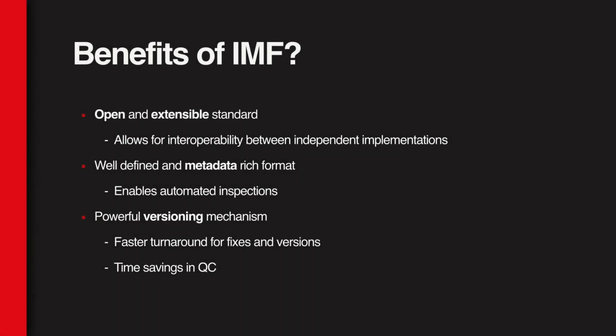To conclude, what are the big benefits of IMF? First of all, IMF is an open and extensible standard which makes it future-proof and enables independent implementations. It is also a very well-defined format that carries lots of metadata. This allows us to run extensive checks during ingest of packages into our ecosystem. Its powerful versioning mechanism enables a faster and more lightweight turnaround for both fixes and versions of content. Because subsequent content versions often reuse many parts of an original submission, IMF can save storage space and processing time.